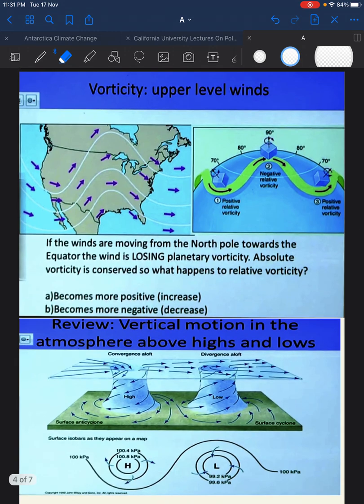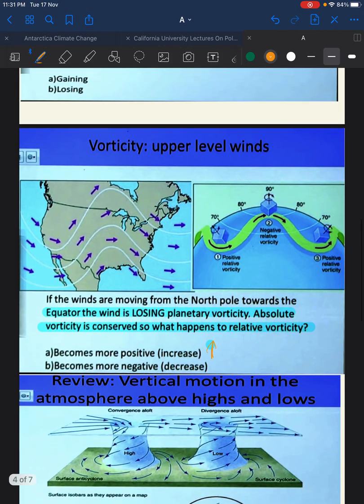Okay, so if the wind is moving from the north pole towards the equator, wind is losing planetary vorticity. That is correct. On going towards the equator, planetary vorticity will decrease. The absolute vorticity is conserved, so what happened to the relative vorticity? We know that absolute vorticity is always conserved. That means your relative vorticity will increase, and if it is increasing, that means it is more positive. Okay, now it is more positive. So what is the increase of relative vorticity?